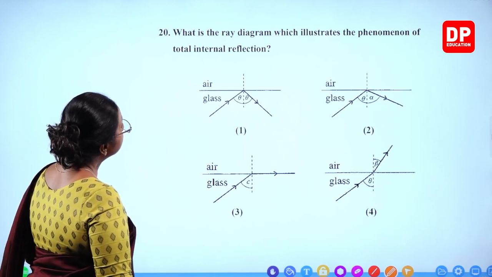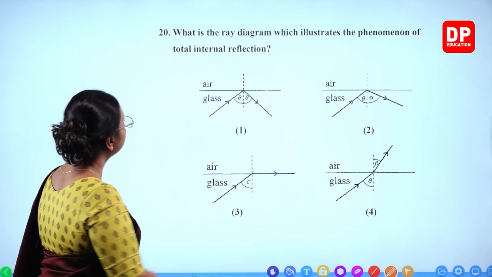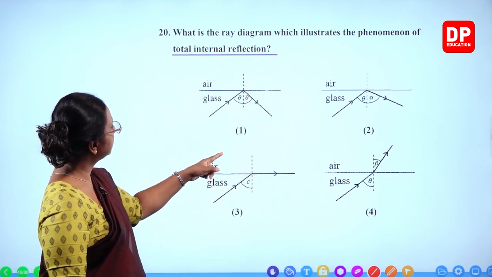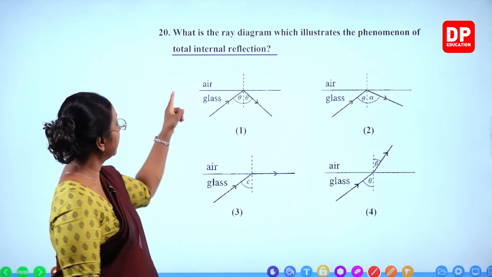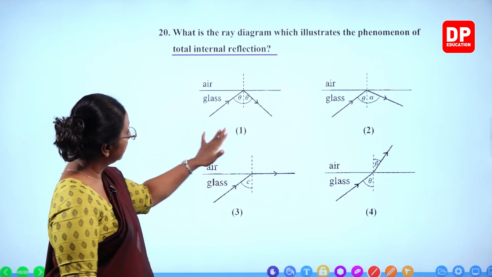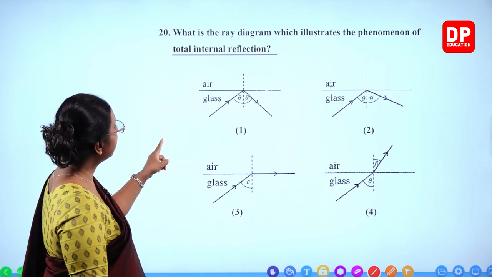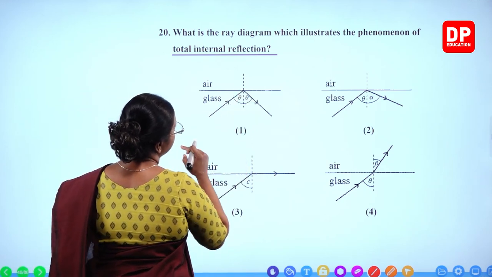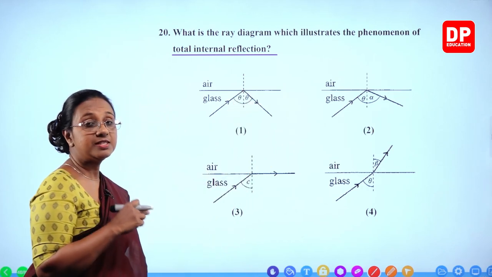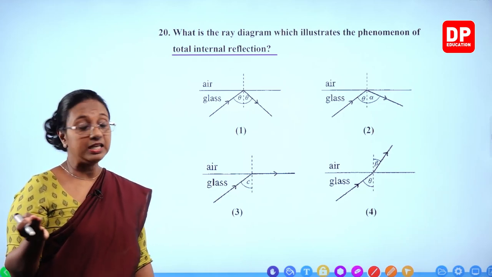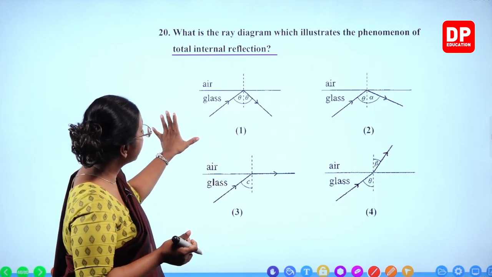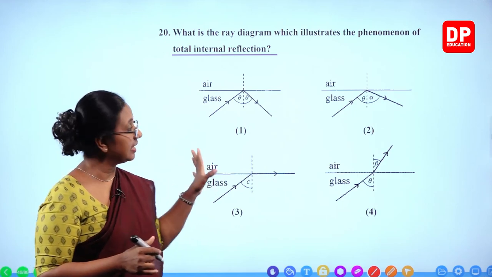Here you can see, what is the ray diagram which illustrates the phenomenon of total internal reflection? Look at this one: glass, dense; air, rare medium. Light is faster through air, slower through glass. Here you can see this is the incident ray, there is a reflected ray, theta, theta, both the angle of incidence and the angle of reflection are equal. And this happens in the glass medium, that is the denser medium. So this diagram shows total internal reflection, that is correct.